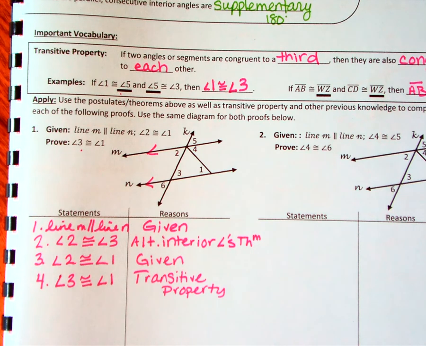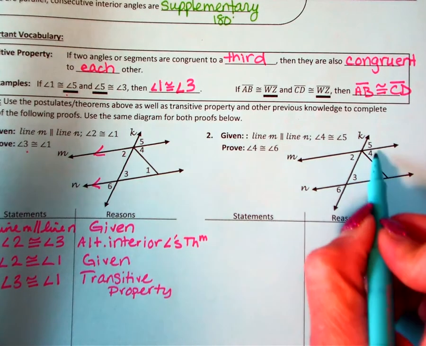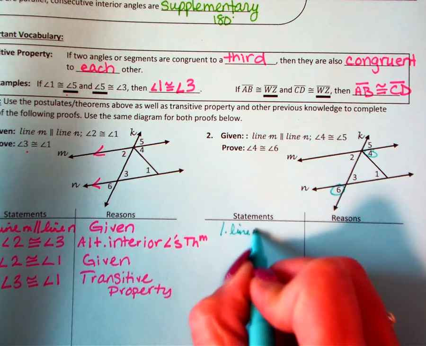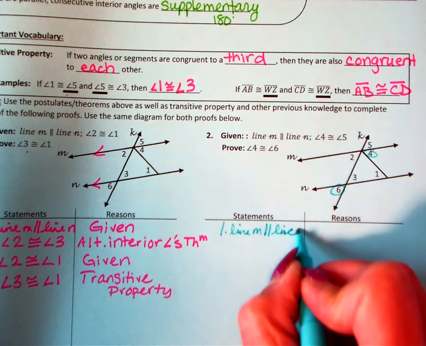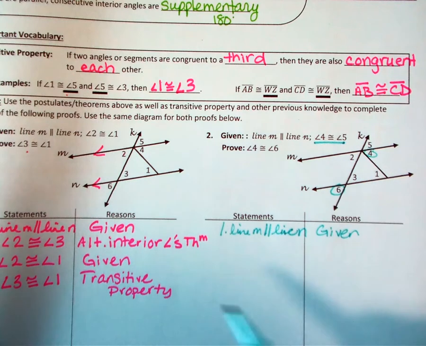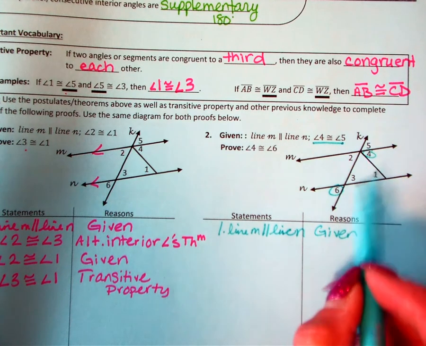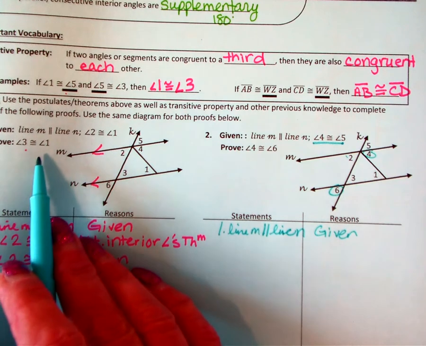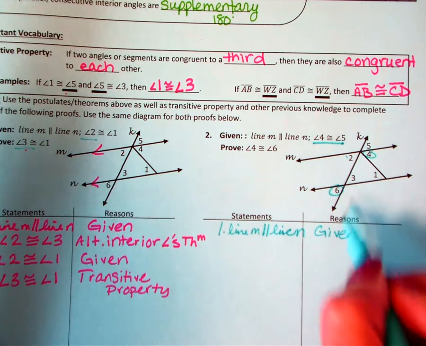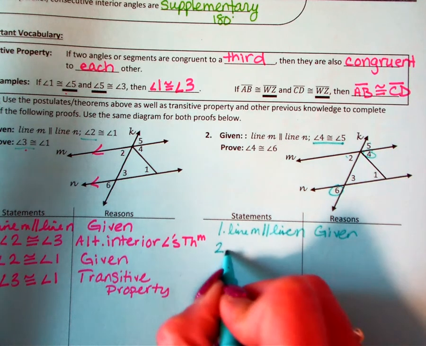Next, M is parallel to N. Okay, so we're trying to prove 4 and 6 this time. M is parallel to line N, and that's given. Okay, and we're also going to pay attention to the fact that we're given 4 and 5, so we want to use something else rather than 2 and 3. We used 2 and 3 last time because we needed 2 and 3 based on that, right? So here, since we're given 4 and 5 also, let's see if we can use one of those.